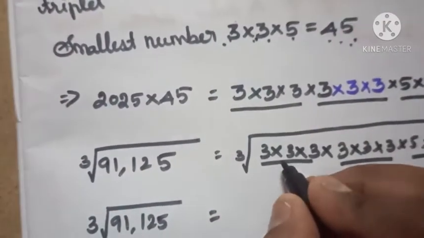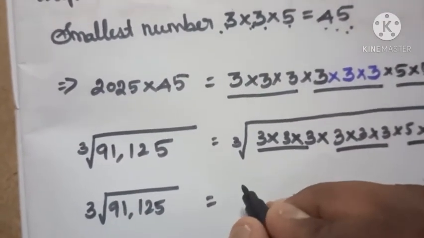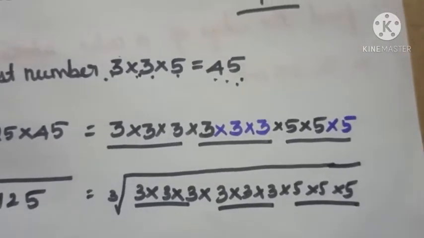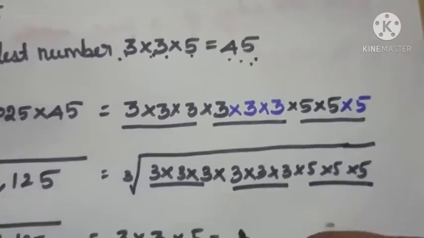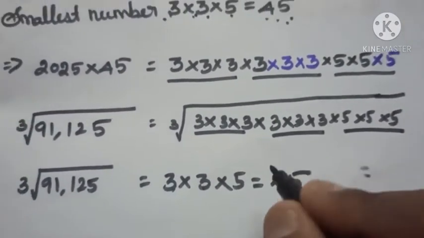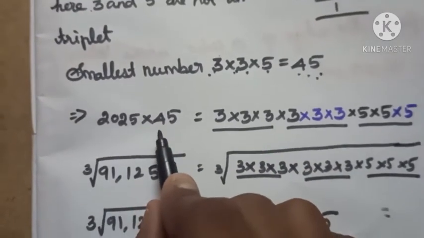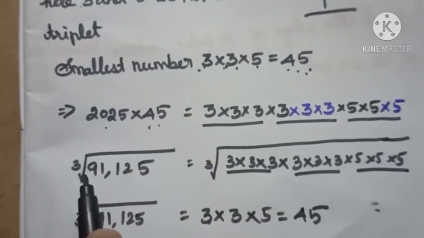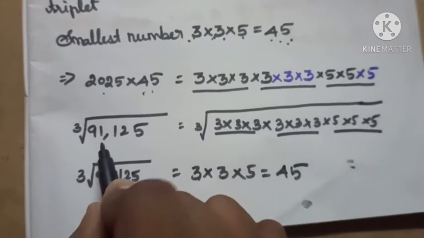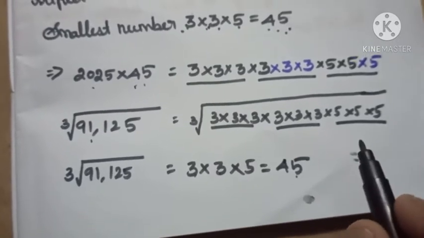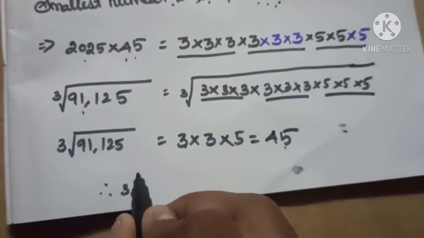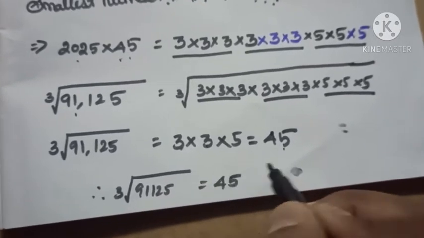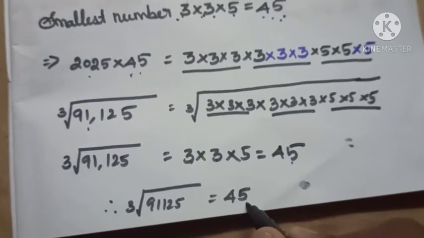So you take the cube root. Out of each triplet of 3 we take only 1. So we take 1 3 and then another 1 3 and 5. Now you get 5, 3 3s are 9, 45. Okay, so yeah, the smallest number is 45. We have to multiply with 2025. The new number obtained is 91,125 and the cube root of the new number is 45. Okay, therefore the cube root of 91,125 is equal to 45. So we get the new number and the cube root also.